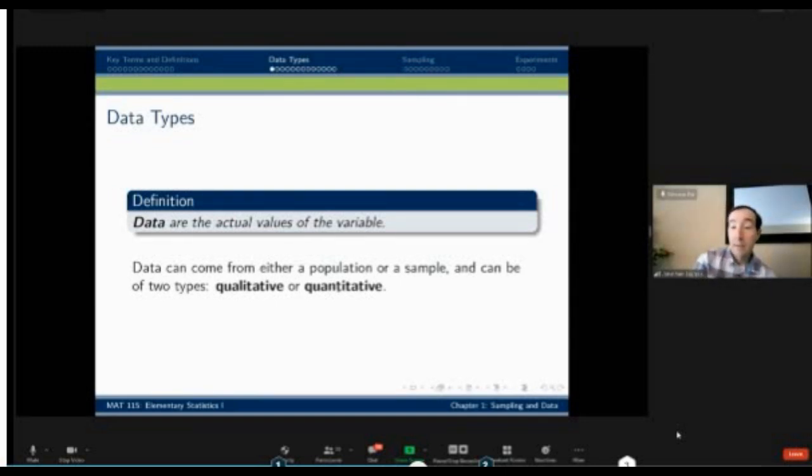Qualitative data is essentially categorical, and we will often use those terms interchangeably. Quantitative, as you might expect from the name, means it uses numbers. Right? It's a quantity in some sense. It's a measurable kind of thing. Now, in the grouping of quantitative, there are actually two different types. It can be discrete, or it can be continuous.